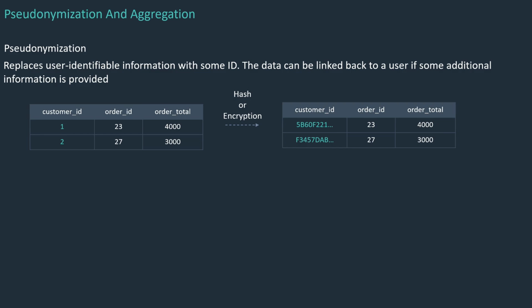And there are two methods of pseudonymization, hashing and encryption, and the difference between them is that hashing is a one-way process. You cannot convert the hashed value to an unhashed form, whereas the encrypted value can be decrypted if we have an encryption key. In the example on the slide, the customer ID is replaced with the hash of the original value.